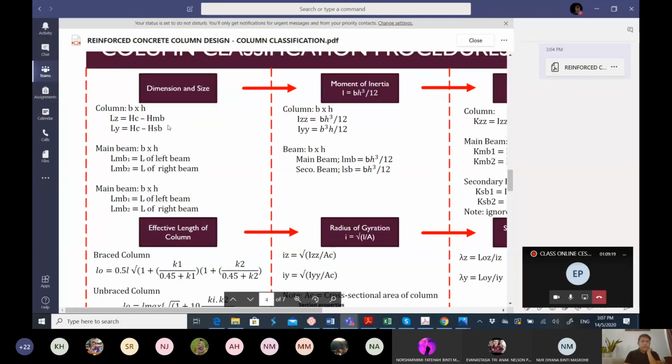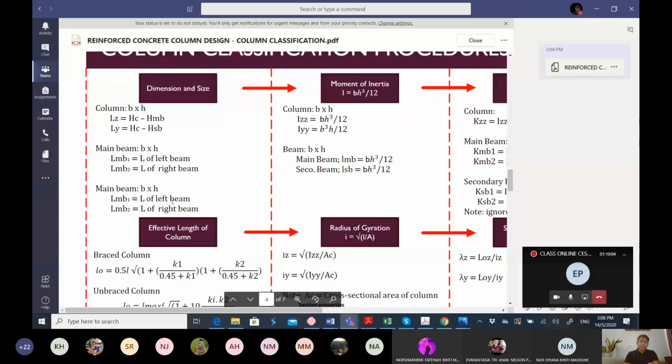Then LY is at your secondary direction, so it uses the secondary beam size. For the main beam, if we have both sides connected, we have a left and right, so we have main beam 1 and main beam 2. Normally, main beam 1 is at our left, main beam 2 at our right side. Oh sorry, this is actually a secondary beam, not a main beam. I will do some correction and then update the slide again.